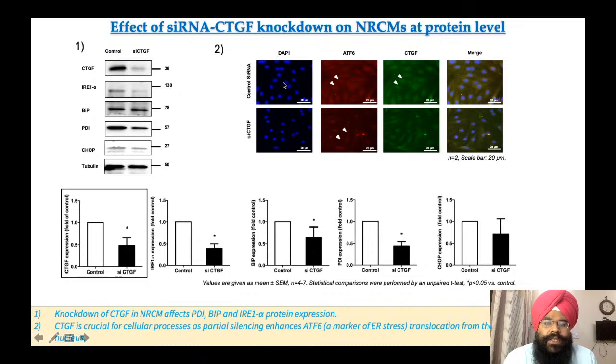So these were the images that I found. DAPI is meant to check the nucleus. This is a siRNA of CTGF and control siRNA.